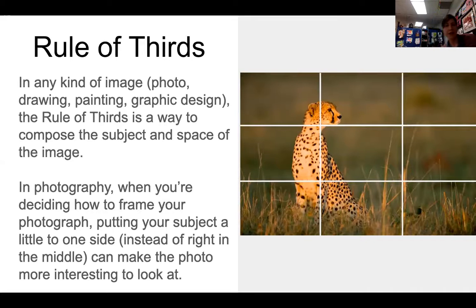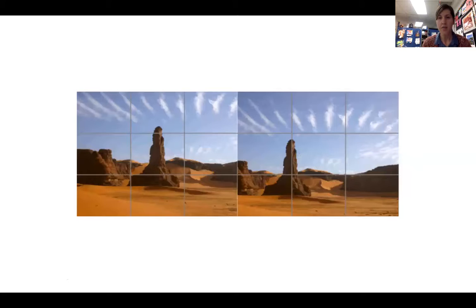In rule of thirds, when you're deciding how to frame your photograph, putting your subject, that means the thing you're photographing, a little bit to the left or right side can make it a little bit more interesting. This is not actually a rule of photography or design. It's more just like a cool tip that you can try to use to make your photos look even more awesome. I don't know why I'm still holding this. Let's set this down. All right, so for example, we see two images here.